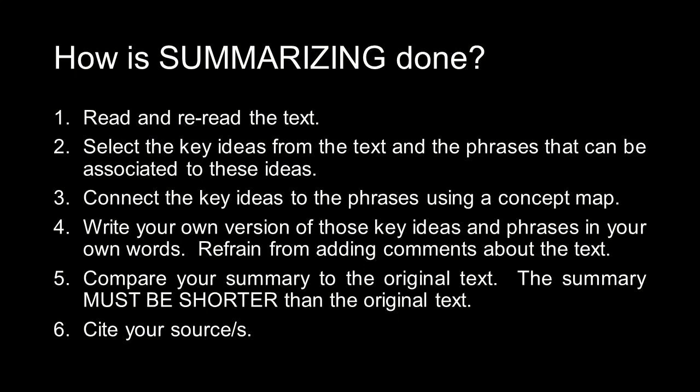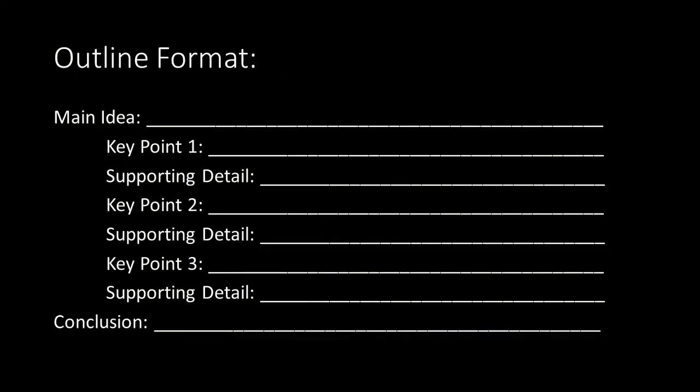Okay, the summary must match the message of the original text. And aside from the matching message, your summary also has to be shorter than the original text. Last but not the least, once you are done identifying the key concepts, writing your paraphrased version, and comparing your summary to the original text, you have to make sure that all borrowed sources are cited properly. In this case, we use the APA format 7th edition.